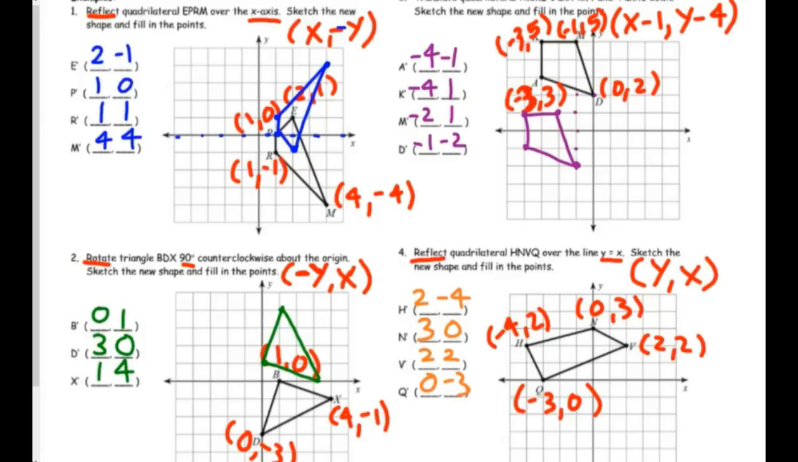And then plot your points. Remember, y equals x is a diagonal line going through the origin up 1 over 1. So this is what I'm going to be reflecting across. So 2, negative 4, 3, 0, 2, 2, 0, negative 3 gives me the same shape reflected off that diagonal line. And those are 4 examples of transformations that you're doing on the assignment. Show me you can do that.